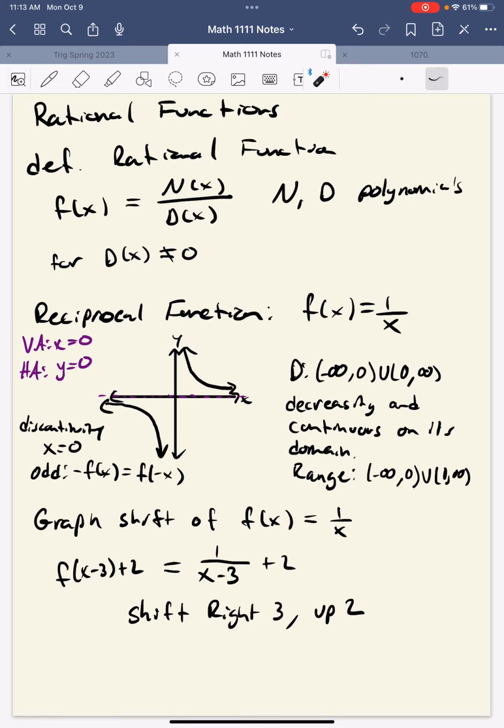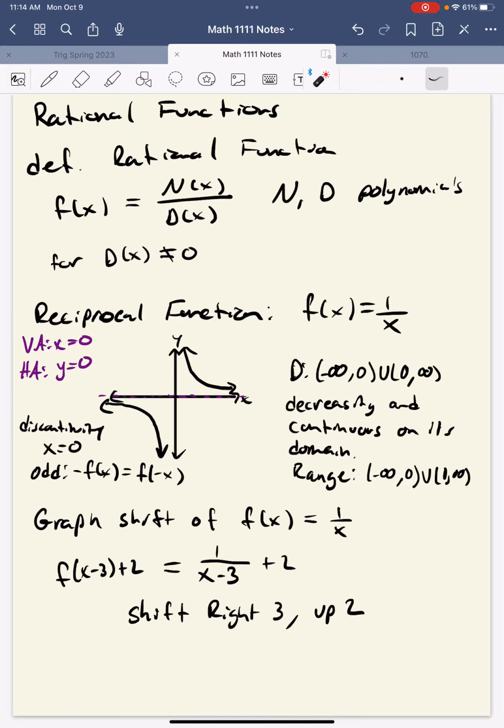It has origin symmetry. Then to signify the domain error at x equals 0 on the graph, that is known as a VA, at x equals 0, vertical asymptote. The HA tells us the y value that the graph flattens out at as x approaches plus or minus infinity. So as x approaches positive infinity, the graph flattens out at y equals 0. As x approaches negative infinity, the graph flattens out at y equals 0. That's called a horizontal asymptote.